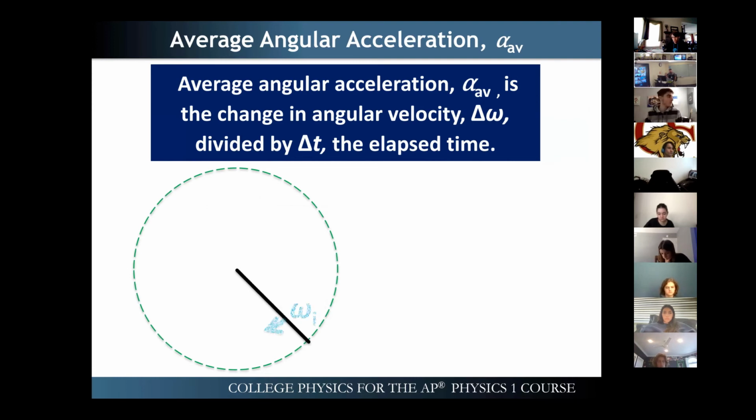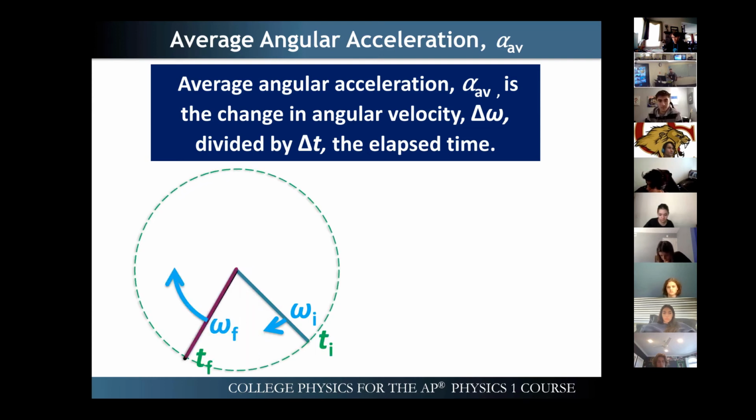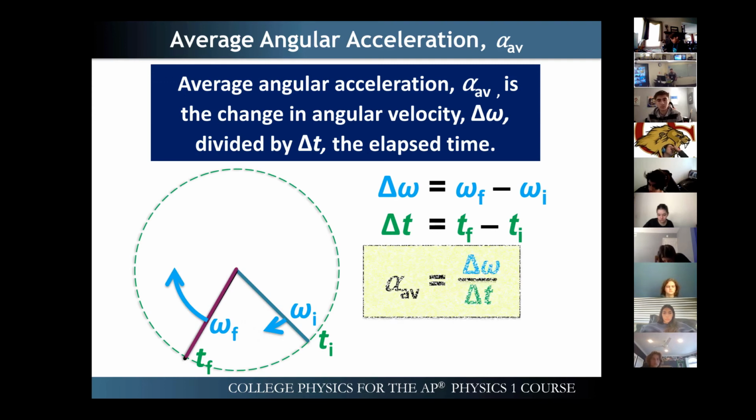And so just like we looked at before, if we have the object rotate through a certain angle, it will be rotating at a particular angular velocity. And if we know what the final angular velocity is, we know what the initial angular velocity is, and we know how long it took, we can find the change in angular velocity with final minus initial. We can find the elapsed time with final minus initial. And we can then find the angular acceleration by taking that angular velocity over time. This equation is also not given on the AP formula list.